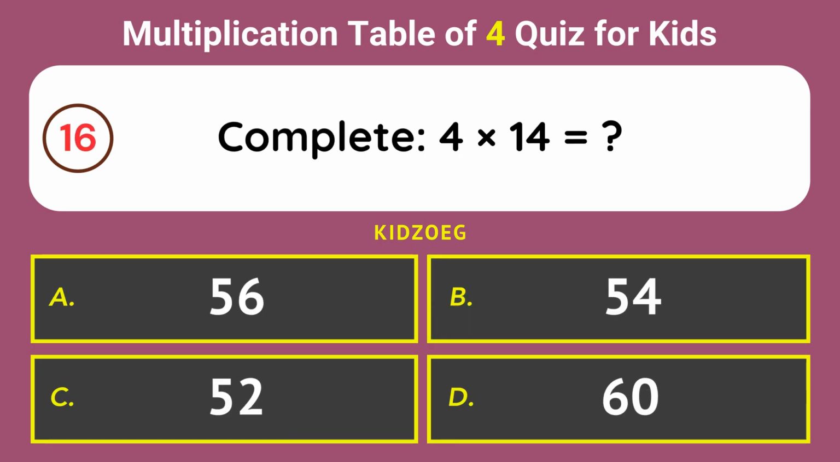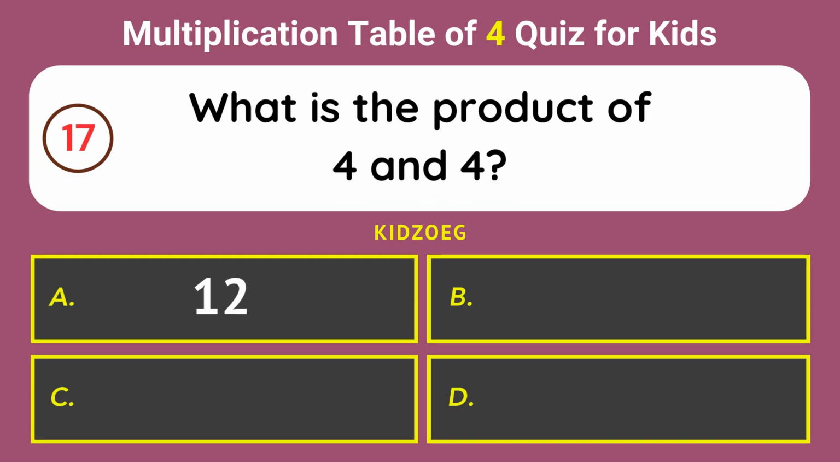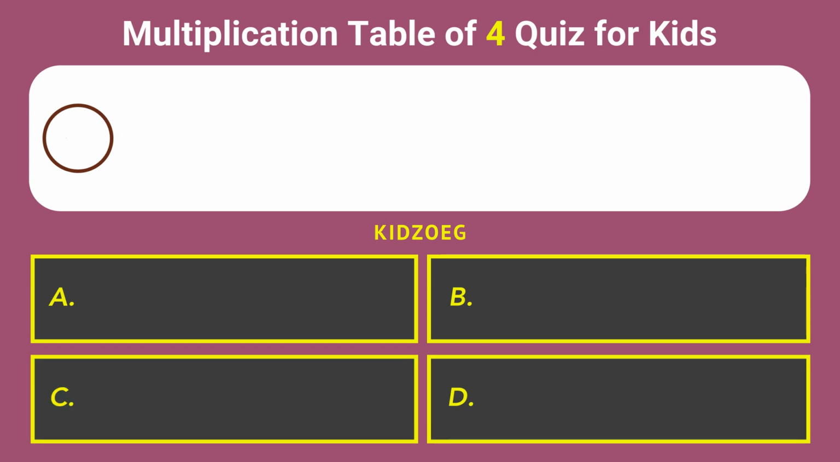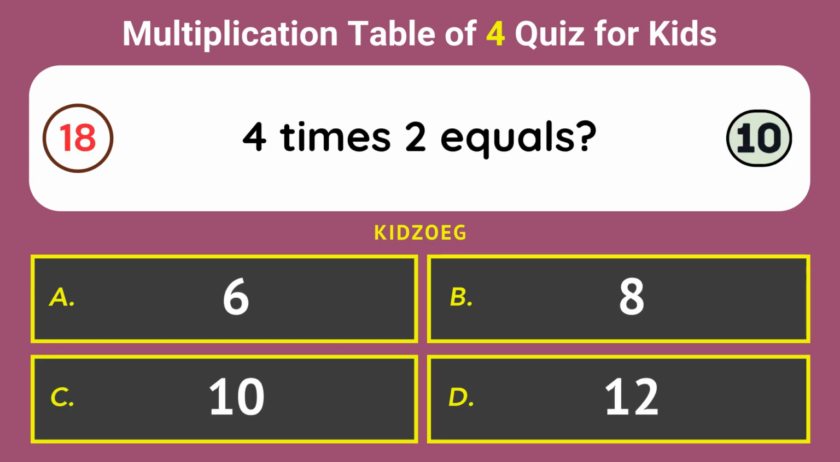Complete. 4 times 14 equals? $56. What is the product of 4 and 4? 16. 4 times 2 equals? Eight.